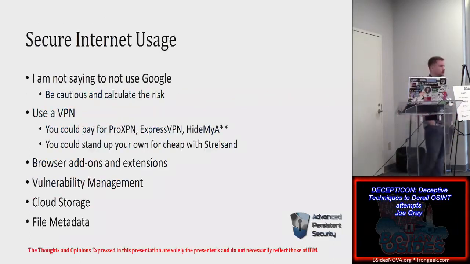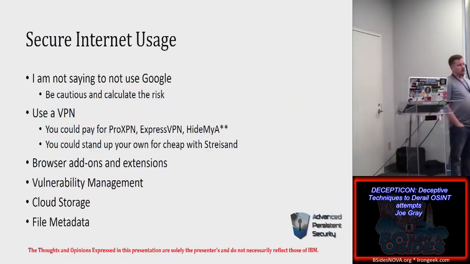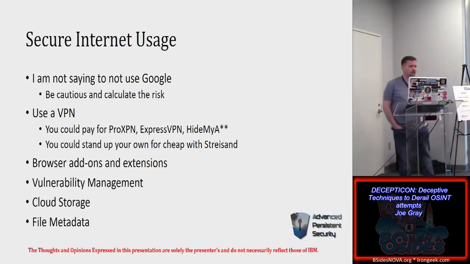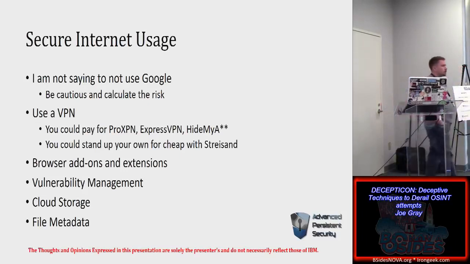So, secure internet usage. I'm not saying don't use Google, but if you're going to be ultra privacy conscious, you probably don't want to use Google. You probably want to use something like DuckDuckGo. Calculate the risk, understand what it's worth to you. Anything you put into Chrome, Google's going to see. Anything you search for in Google. Anything you talk about in Gmail, Google Docs. It's all for them to see. That's just their business model. I joke that they're like the civilian version of NSA. They both want to know everything about everyone.